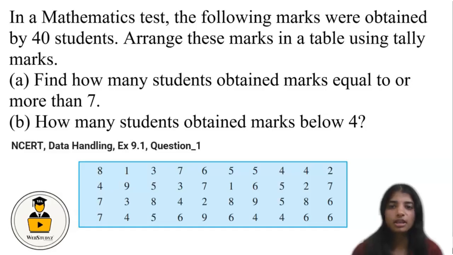Let's discuss the question. In this question, we are given that in a mathematical test, the following marks were obtained by the 40 students. Arrange these marks in a table using tally marks. So we are given this table. We have to arrange them into a simple table using tally marks. And in the first part, we have to find out how many students obtain marks equal to or more than 7.